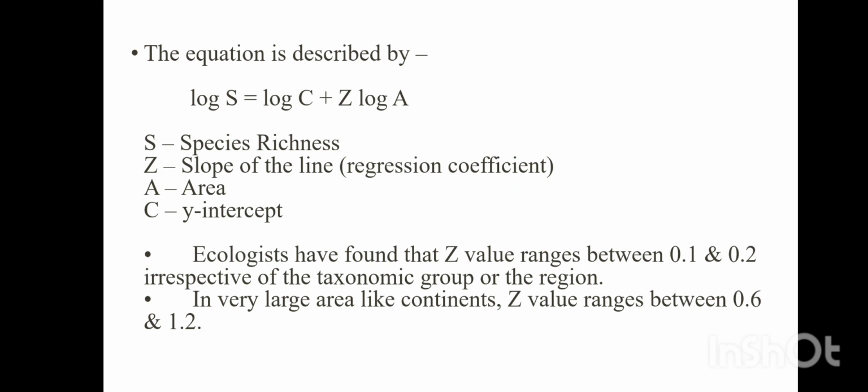The equation is log S equals log C plus Z log A, where S is the species richness, Z is the slope of the line, A is the area, and C is the y-intercept. Ecologists have found that the Z value ranges between 0.1 to 0.2 irrespective of the taxonomic group of the region. In very large areas, like continents, the Z value ranges between 0.6 to 1.2.